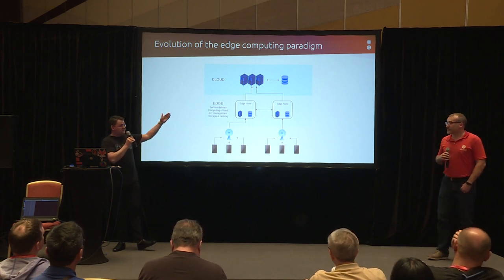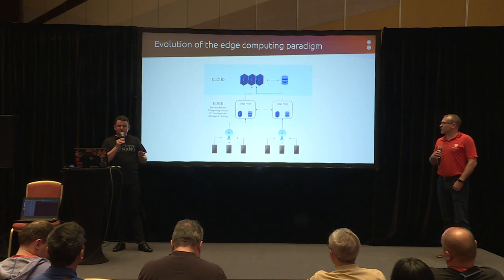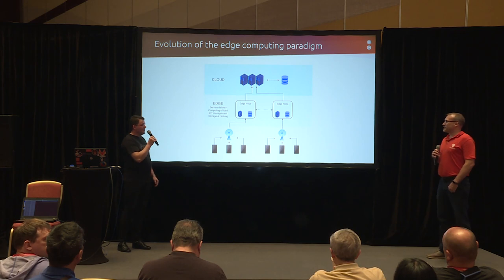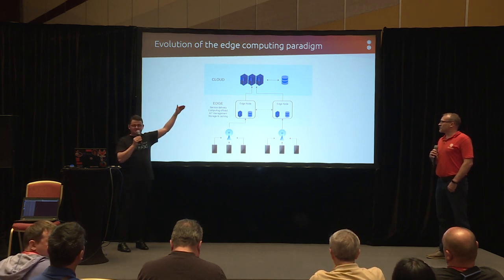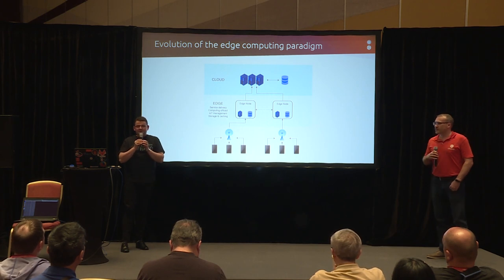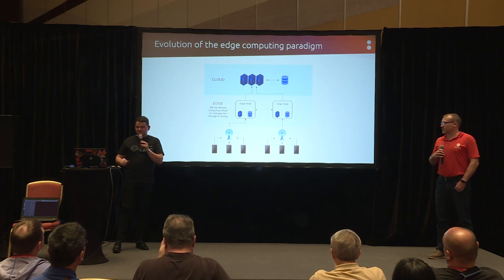The problem with this architecture was that because of the distance between the end users and the cloud, end users were usually experiencing big latencies, limited bandwidth, and problems like that. So in order to solve these kinds of problems, we started implementing the edge, which is an extension of the cloud down towards the end users. But the edge implementation poses some challenges as well.